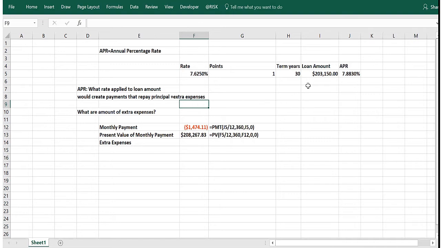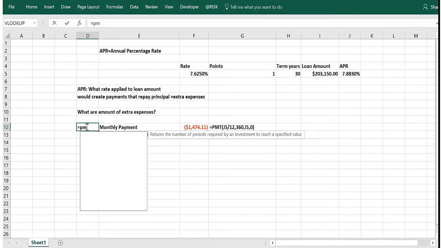Let's figure out what the monthly payment would be. It's not going to just be the monthly payment on $203,000 at 7.625%. It's going to be the monthly payment on basically $203,000 at this annual percentage rate. That's basically how it's defined.